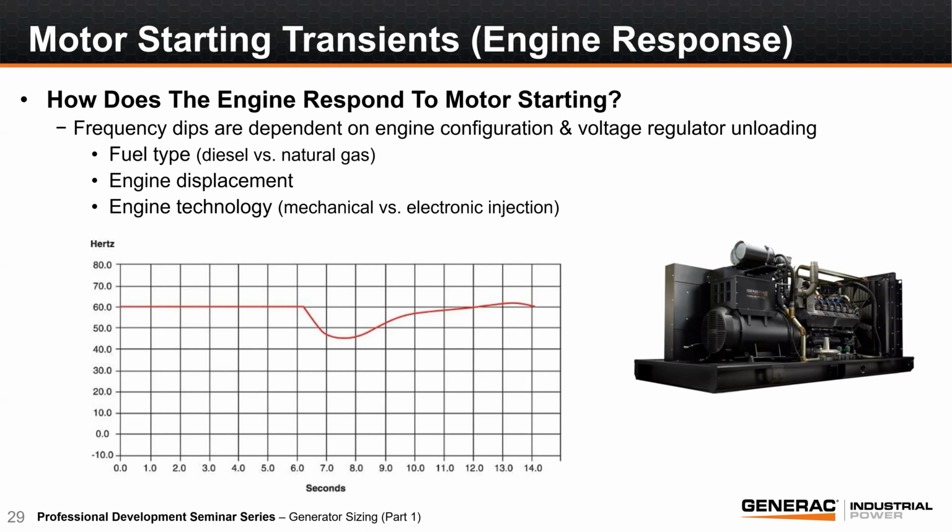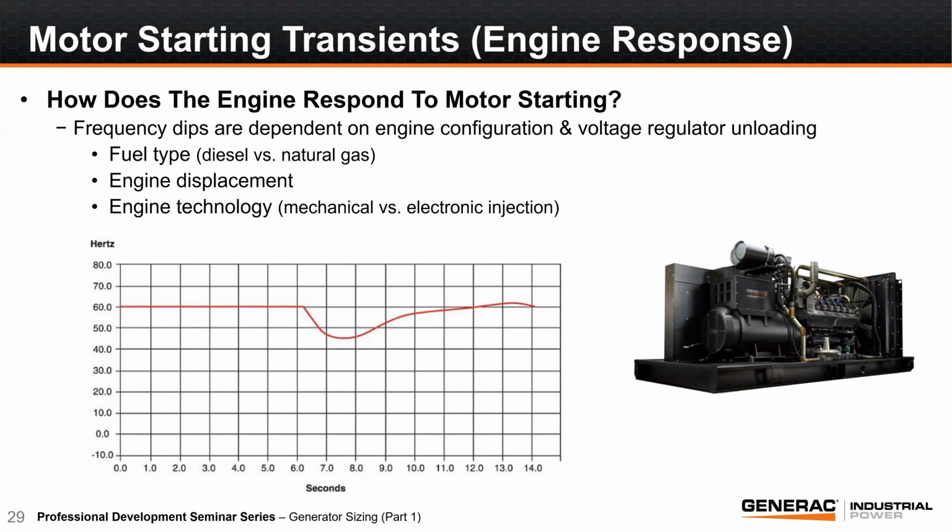Since we've talked about the alternator and voltage dips, let's turn to the engine and the effects that starting a large motor can have on an engine. Remember that when we talked about the components of a generator, we noted that the engine is responsible for frequency control. So when starting a large motor, the engine is hit with a large starting kW, which creates a frequency dip.